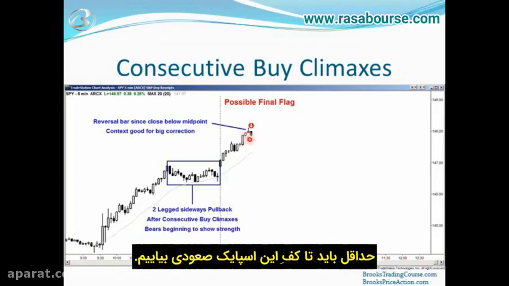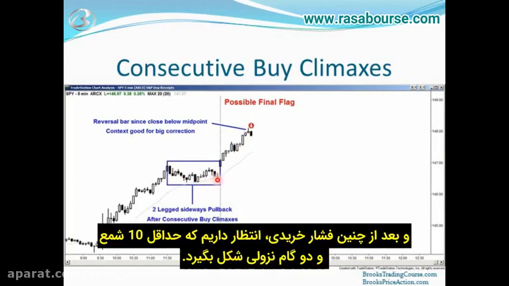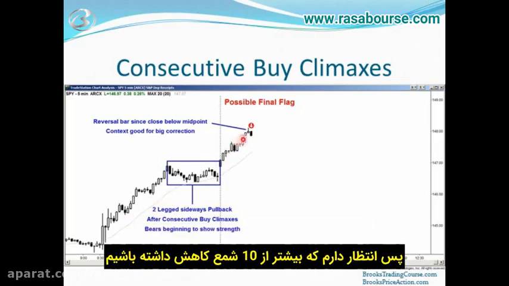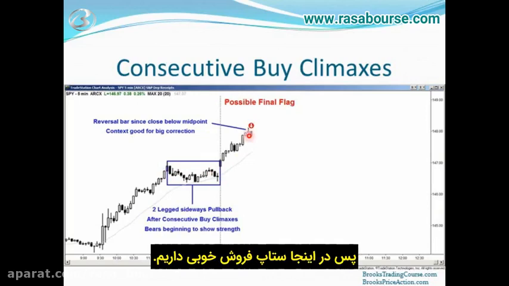At a minimum, we should get to the bottom of this bull spike. Probably will come all the way back into the final flag, because that's what usually happens. And after such extreme buying, you'd expect at least 10 bars, 2 legs down. Since the pattern lasted so many bars, 50, 60, 70 bars, I think you'll probably get more than 10 bars down, and you'll probably come back all the way here. So this is a reasonably good sell setup.